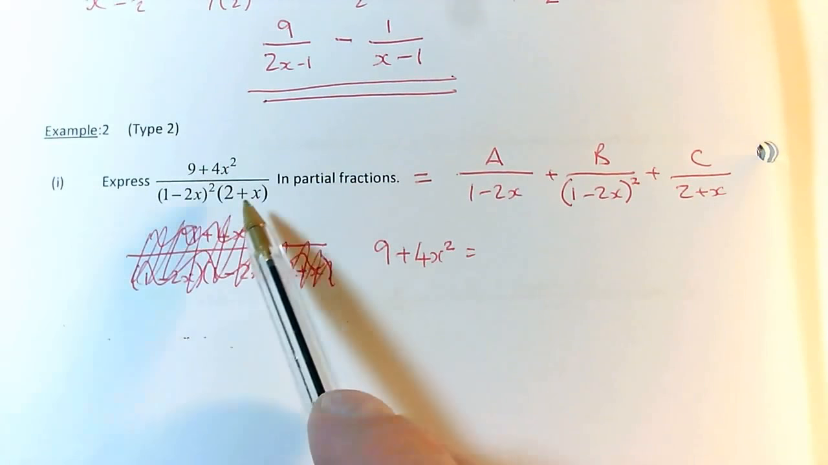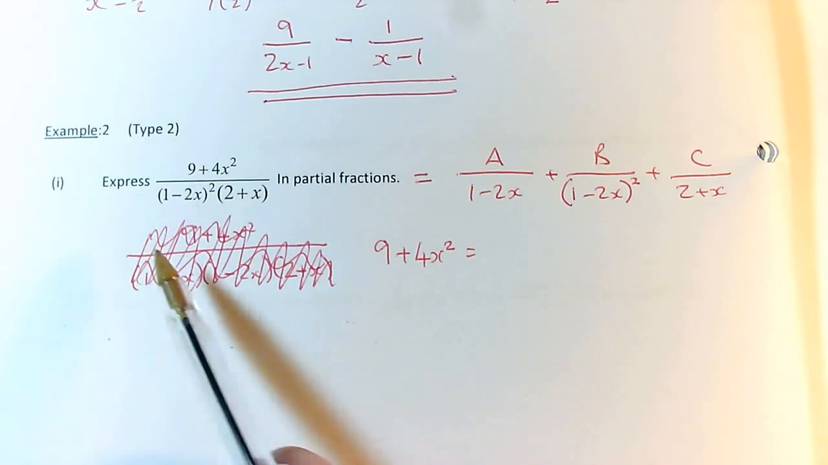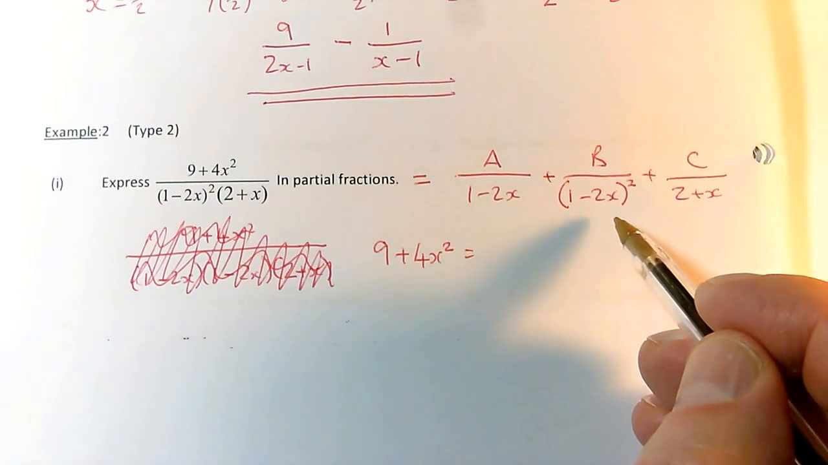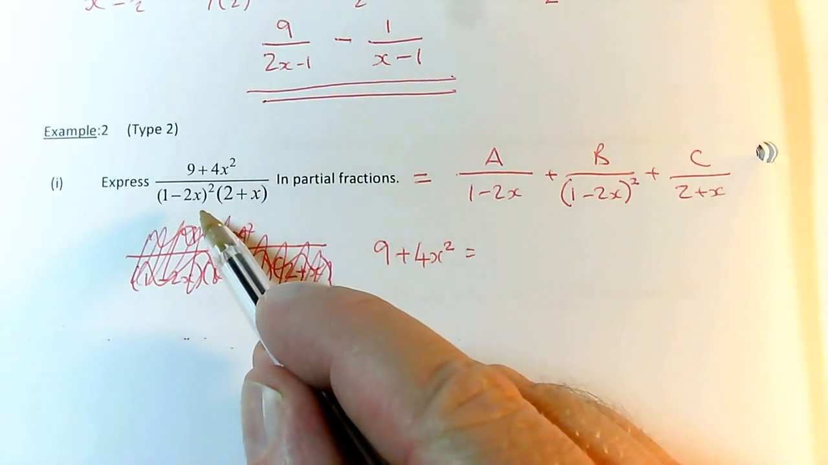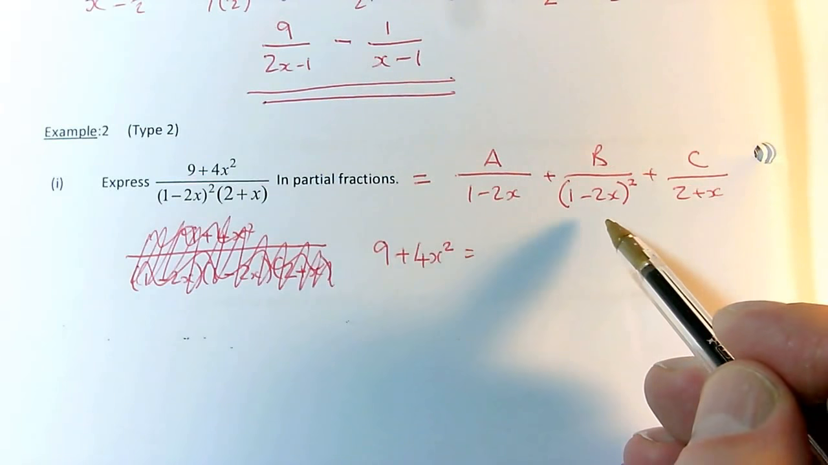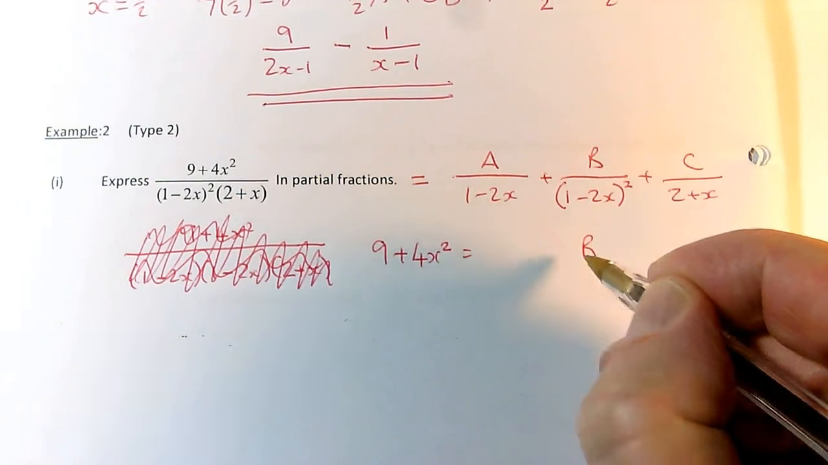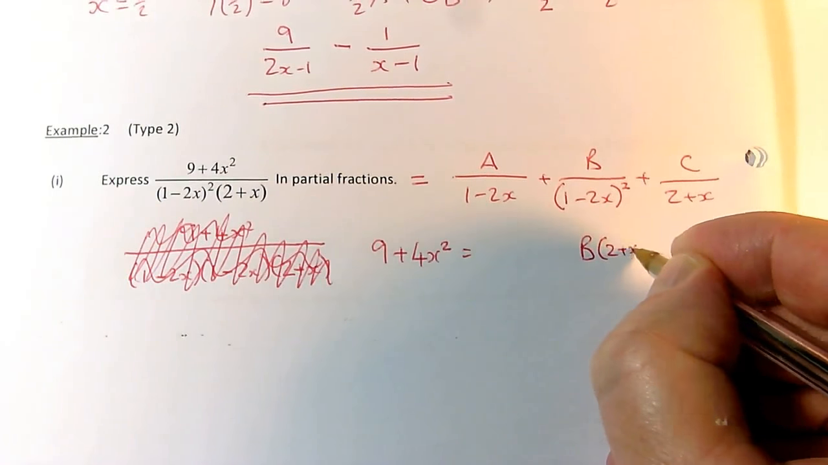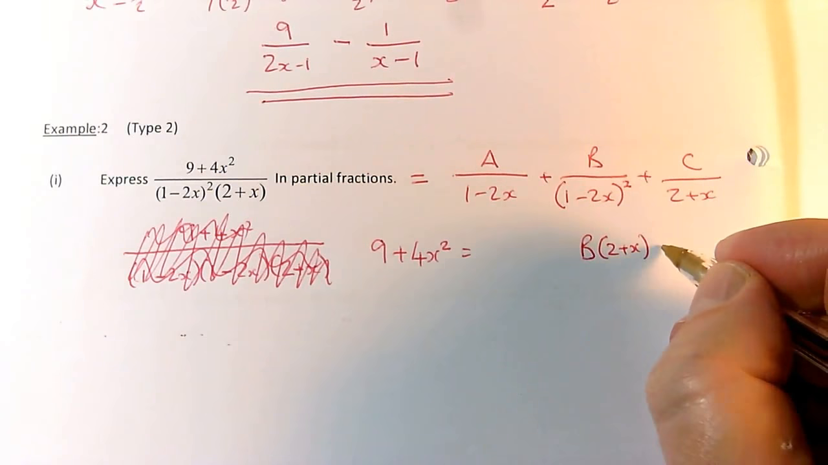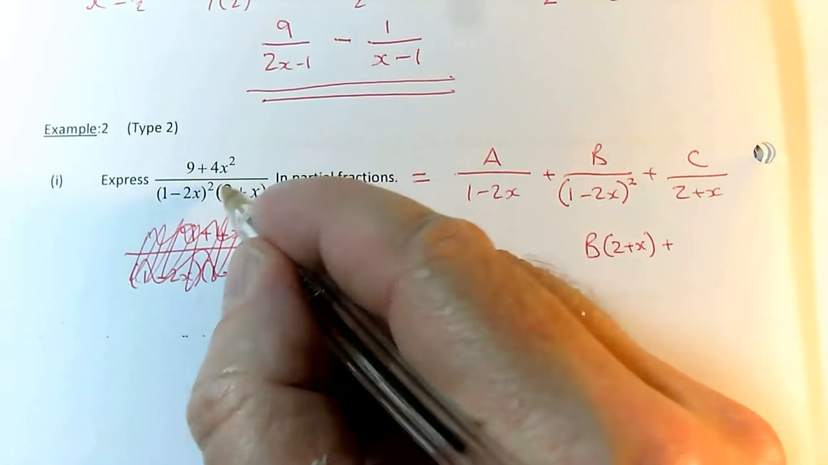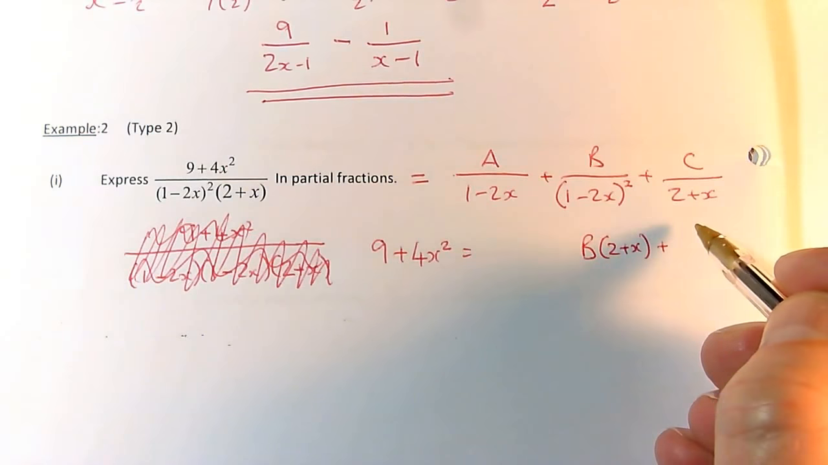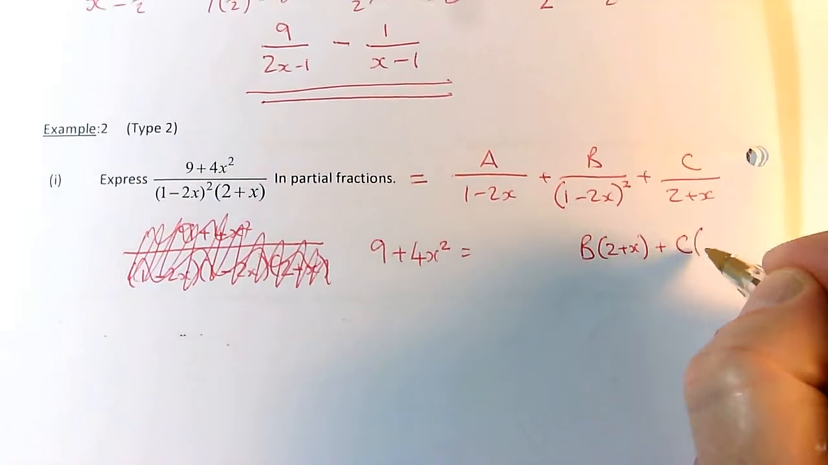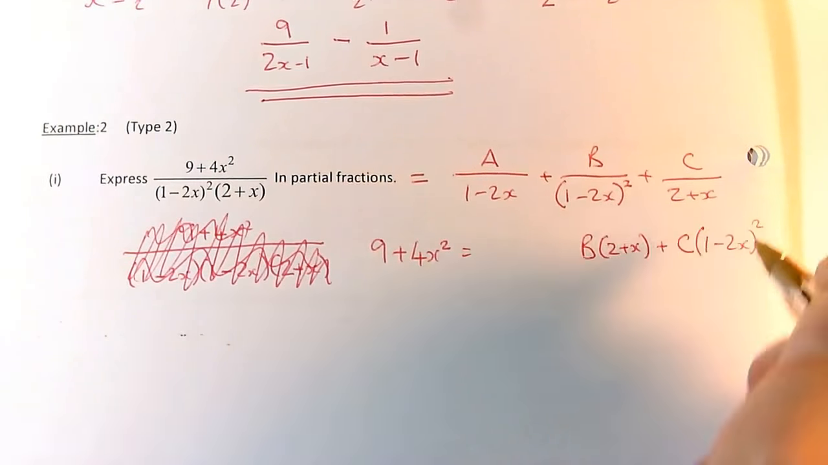I hope you said, I'm going to multiply by all of this stuff on the bottom. So when I multiply by, actually this is the hardest one, I'm going to go to the second one first. When I multiply by this bracket squared, it's just going to cancel this bracket squared on the bottom, giving me b, but I haven't yet used the 2 plus x, so I'm going to get b times 2 plus x. And then moving on to the third term, when I multiply by the 2 plus x, that's going to cancel the 2 plus x on the bottom, leaving me with just c. But I haven't used the 1 minus 2x squared, so 1 minus 2x squared after the c.